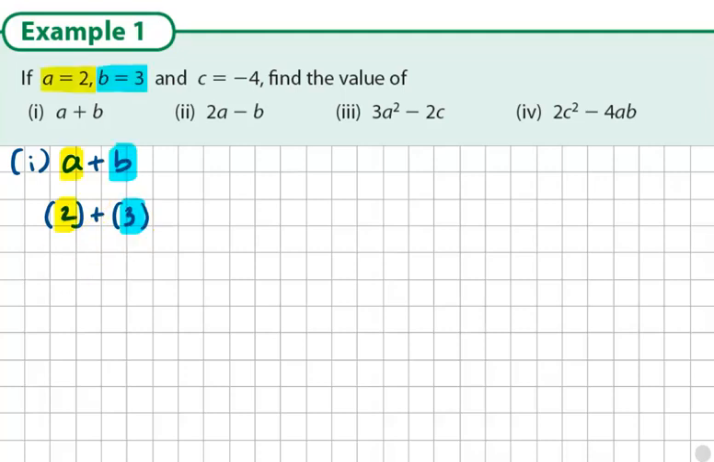Then we're going to work it out. 2 plus 3 is 5. Just be careful not to multiply here because there's a plus in between.